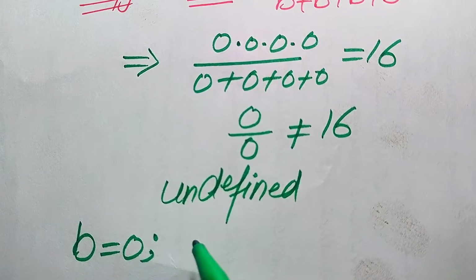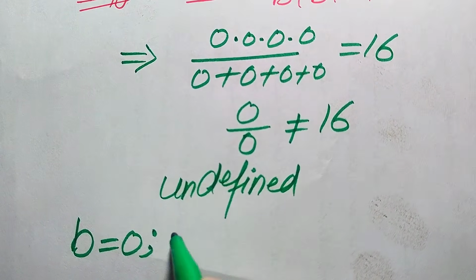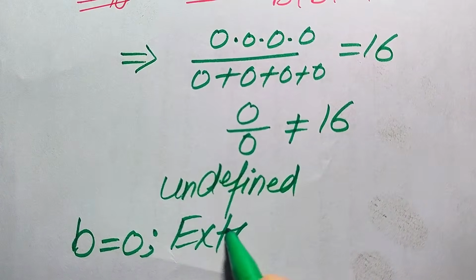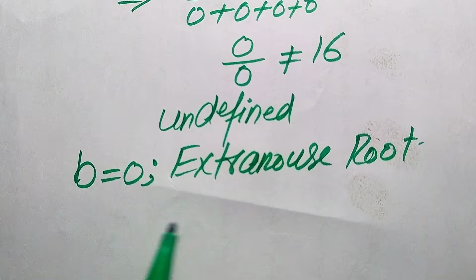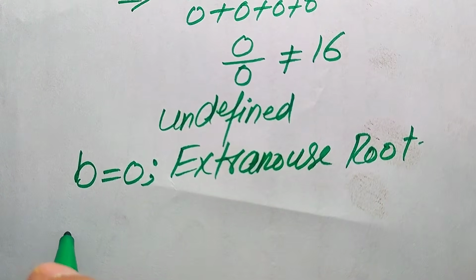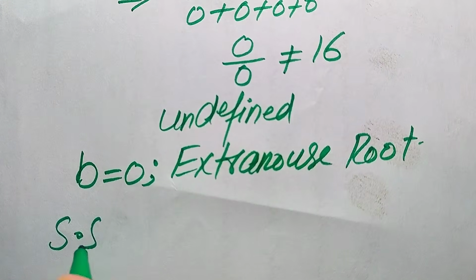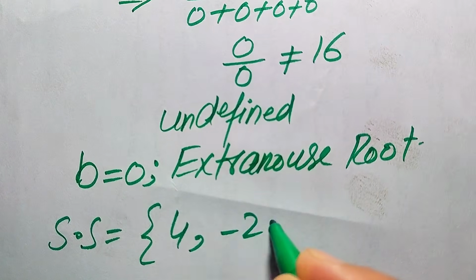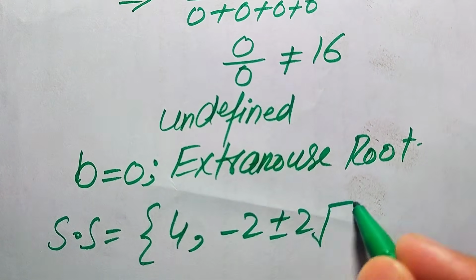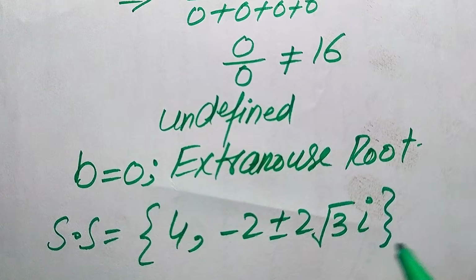our given question statement. So we say that x is equal to 0 is the extraneous root of the given equation. So this is the extraneous root, and we obtain the solution set of this problem as 4 and minus 2 plus minus 2 times the square root of 3 times iota.